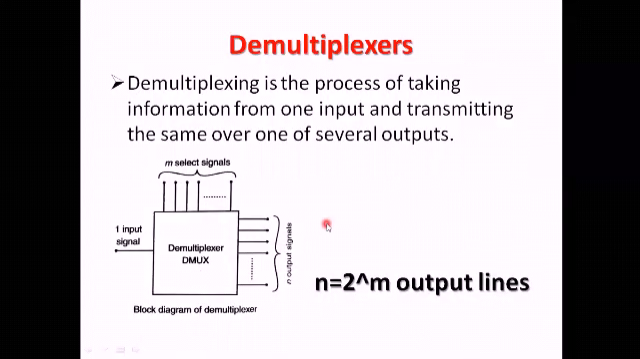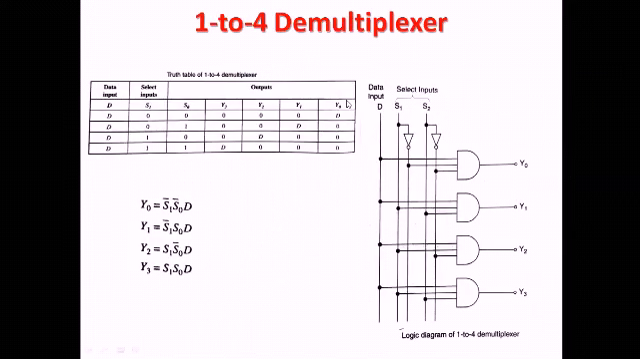Now let us see the truth tables, and also we will be designing a 1 to 4 demultiplexer. So the next topic is the 1 to 4 demultiplexer. In a 1 to 4 demultiplexer, there is a single data input, that is D, and there are two select inputs, S1 and S0, and the outputs are Y3, Y2, Y1 and Y0.